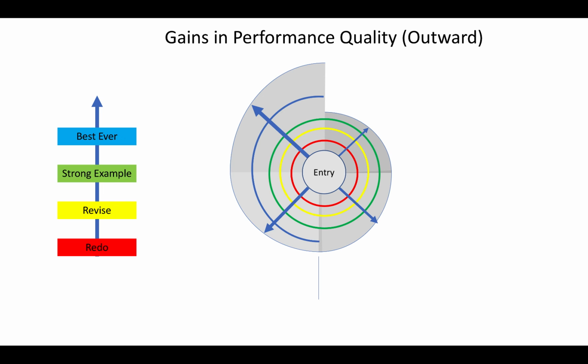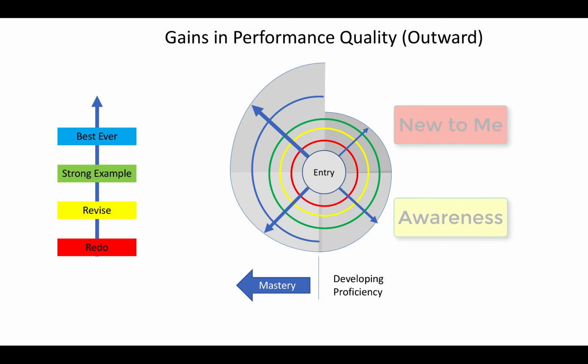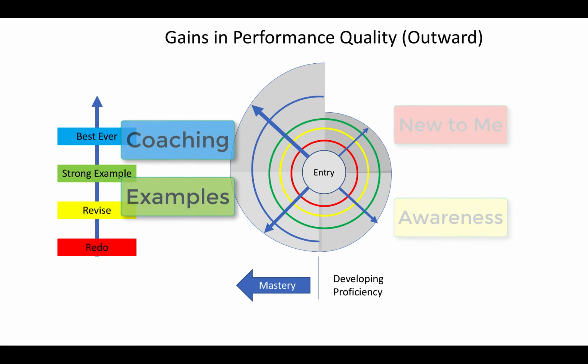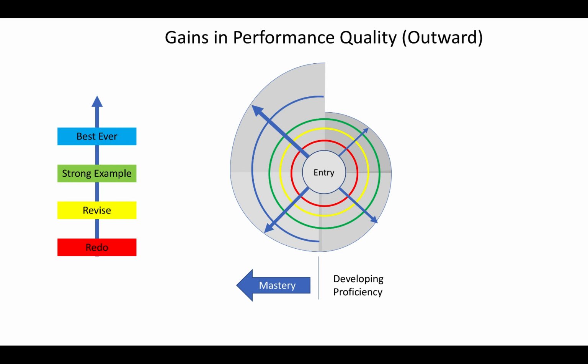The reason is there's a line, and on one side of the line, we're developing proficiency, while on the other side, we're moving towards mastery. The first 2 levels, new to me and awareness, are where you're developing proficiency. And at the examples and coaching level, you're demonstrating mastery. That's our spiral learning design, and that's how we use it in NextREADY. Thanks a lot.